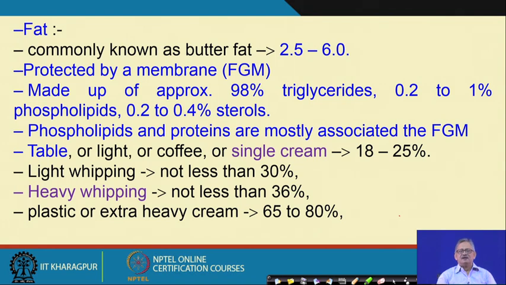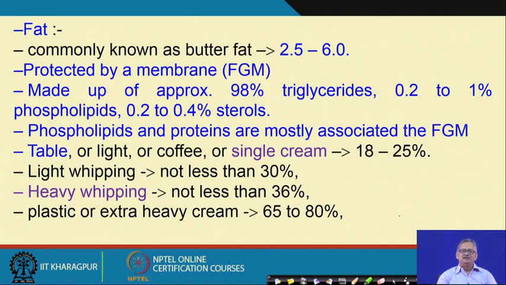So, this milk fat is termed table, light, coffee or single cream if the fat content is around 18 to 25%. If it is light whipping cream, it is not less than around 30%. If it is heavy whipping cream, it could be around 36%, and if it is plastic or extra heavy cream, then it is around 65 to 80%.